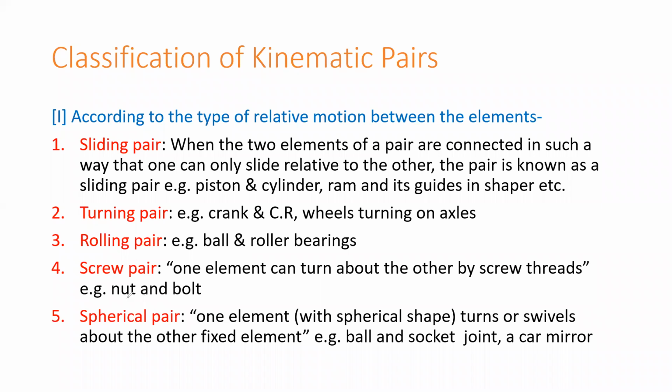So you can see the difference between screw pair and turning pair. In a turning pair, no linear displacement occurs. But in a screw pair, as one element turns inside the other, it will also advance in the axial direction. That is the difference between turning pair and screw pair.